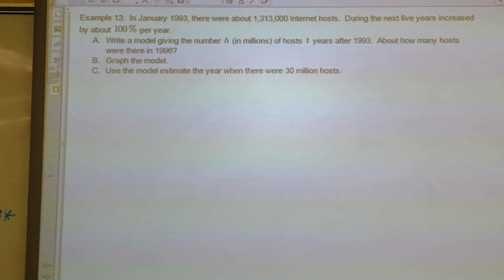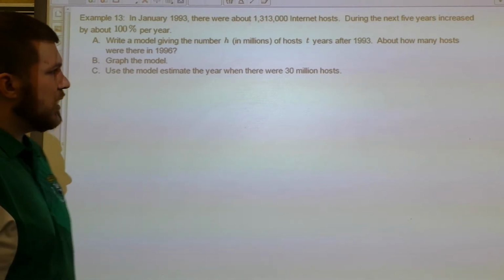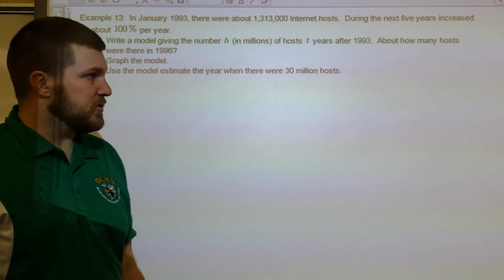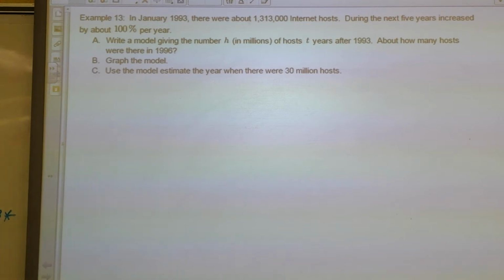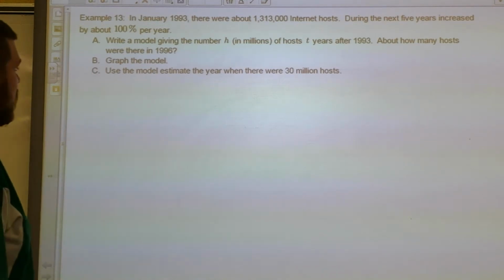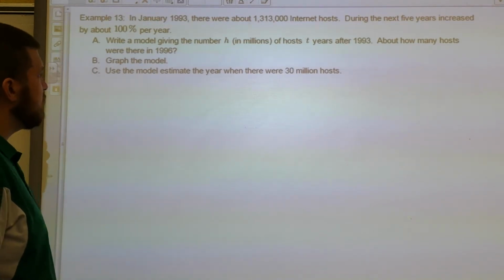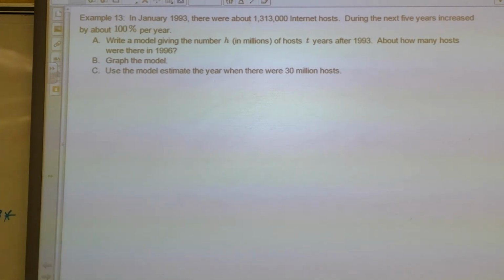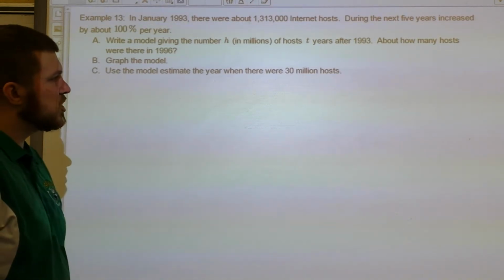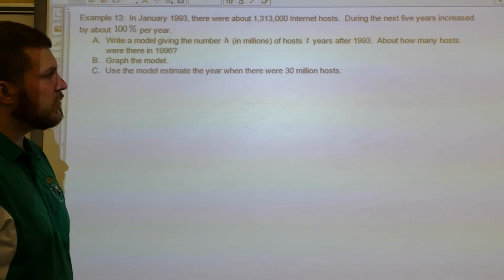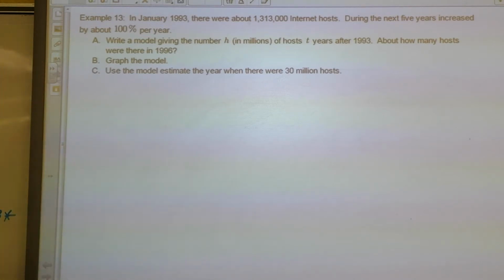All right, so in January 1993, there were about 1,313,000 internet hosts. That essentially just means websites. During the next 5 years, those increased by about 100% per year. The very first thing we want to do is write a model giving the number h in millions of hosts t years after 1993, and then figure out how many hosts there were in 1996.